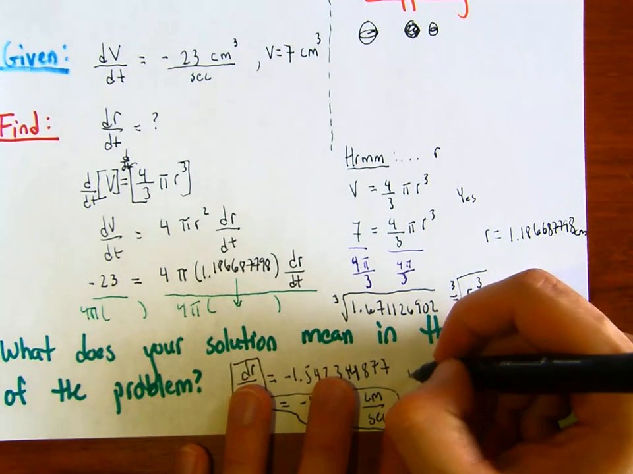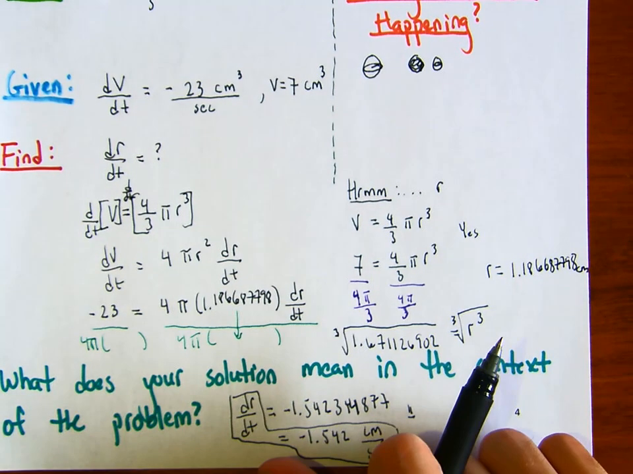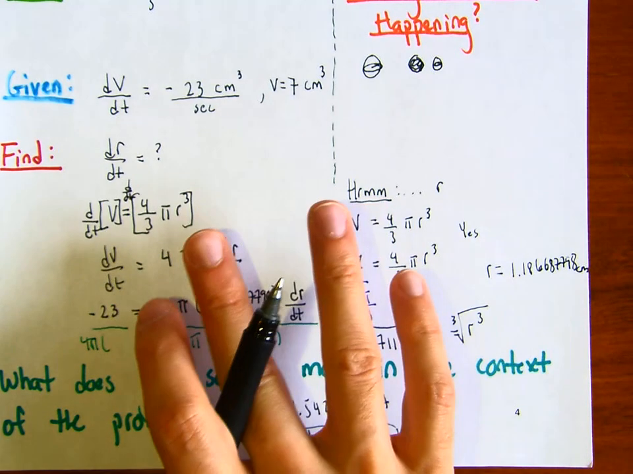Okie dokie. Is this difficult? I think we've done more difficult things. You just have to kind of get the feel for it.